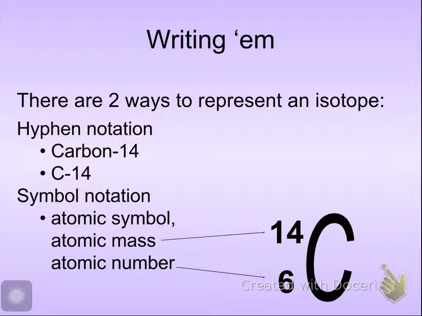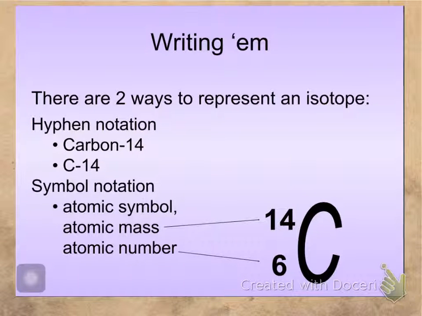But I think we'll just talk about how to write isotopes, because I think you get the atomic mass thing, right? Okay, so when we write the name of an isotope, there are two different ways to represent it. The basic two methods are hyphen notation and symbol notation. Again, these are easy. Guess what hyphen notation has? A hyphen. Symbol notation uses as its base the atomic symbol.